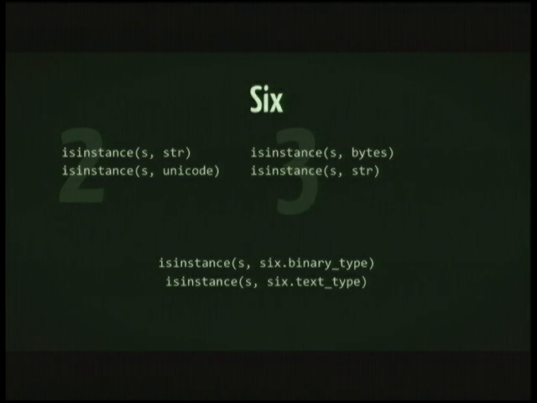And six has things like binary types and text types, which resolve to either string or bytes, or unicode or string. This weird thing happened between Python 2 and Python 3. str became bytes, and unicode became str, and everyone's head exploded. And six papers over that and makes it work on both versions.